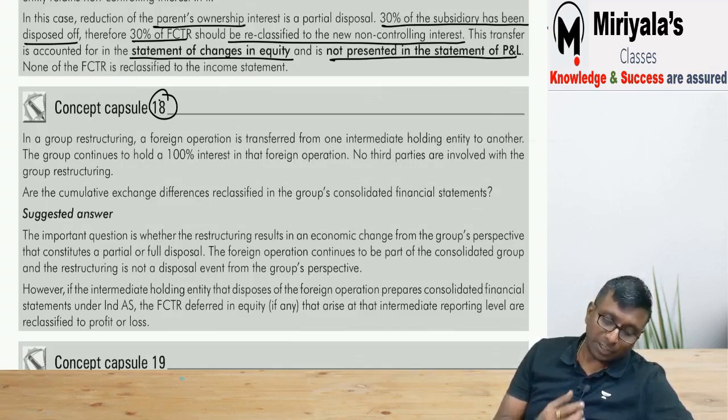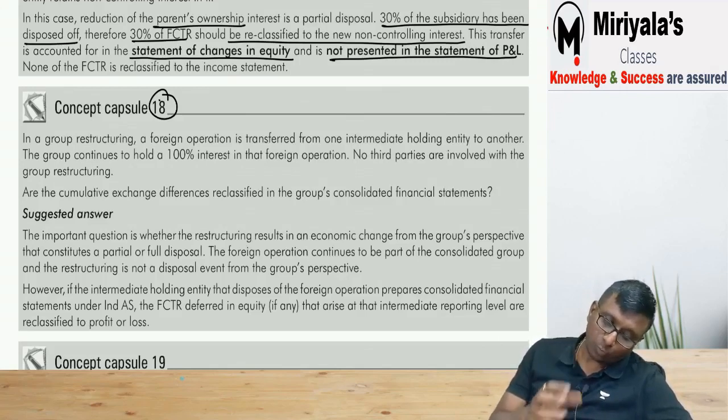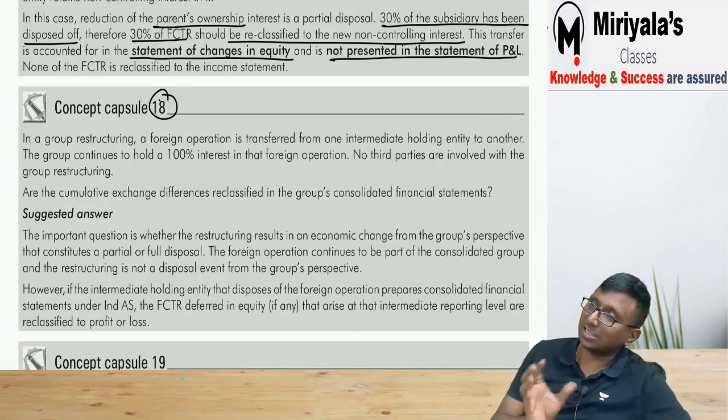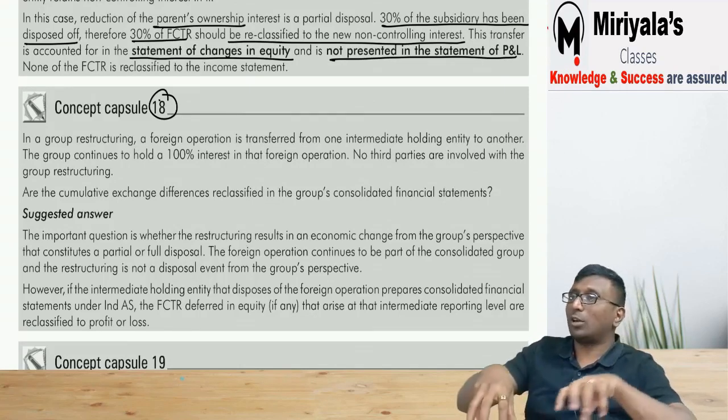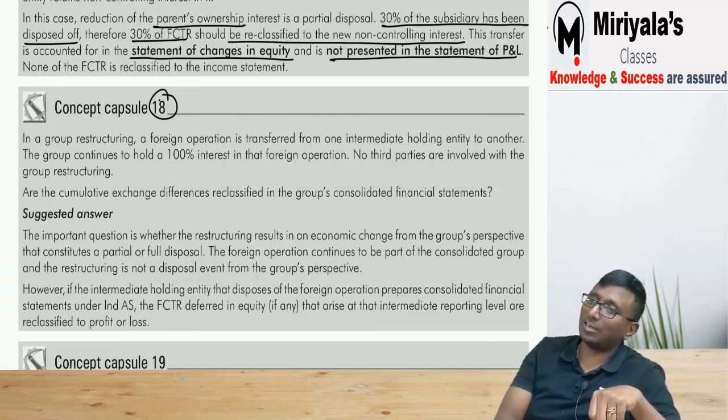In a group restructuring, a foreign operation is transferred from one intermediary holding entity to another holding company. Transferred, but still the group continues to hold 100% interest in the foreign operation. No third party is involved in the group restructuring. That means NCI is not there. Earlier also not there, now also not there. Correct. Now from one hand to another hand it is going. That means, isn't it a common control business combination or not?